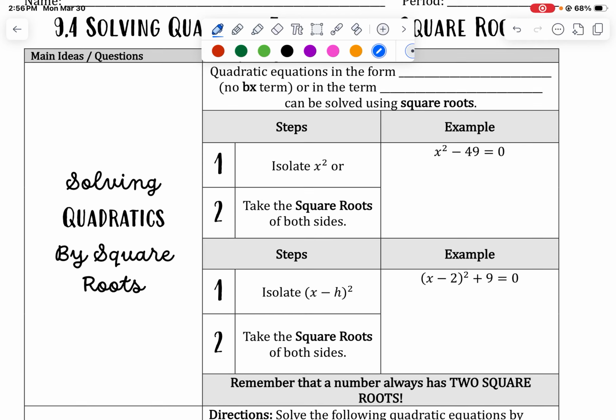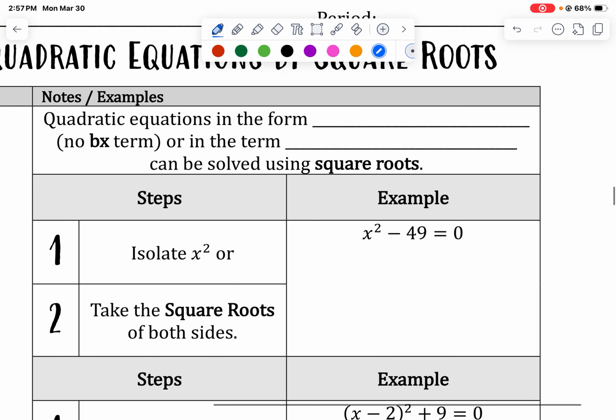To do this, I have to subtract x squared on both sides. 5x squared minus x squared gives us 4x squared minus 1 equals 0. Then I'm going to add 1 to both sides. 4x squared equals 1. Divide everything by 4. X squared equals 1/4. Take the square root of both sides.